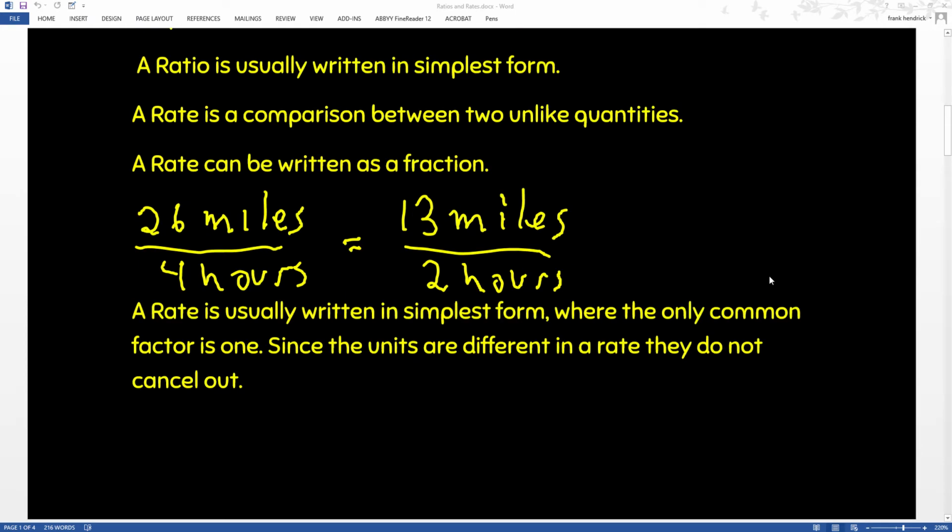A ratio is usually written in simplest form. A rate is a comparison between two unlike quantities, so the units would not cancel out. So here you see 24 miles in 4 hours, and $13 is to 2 hours. A rate is usually written in simplest form, where the only common factor is 1. Since the units are different in a rate, they do not cancel out.